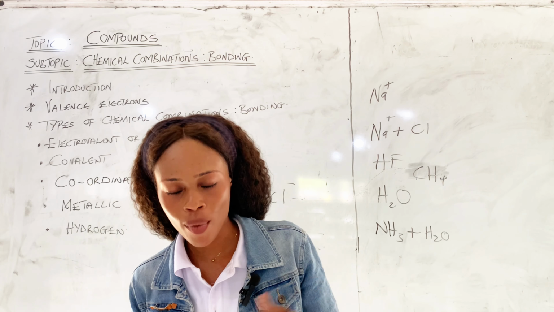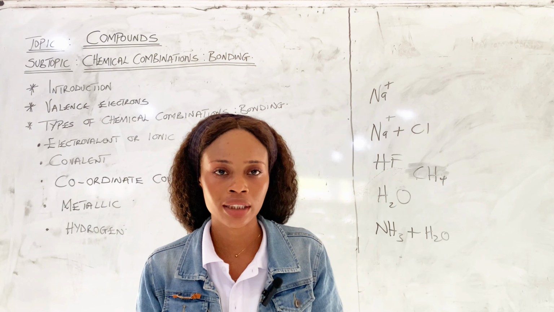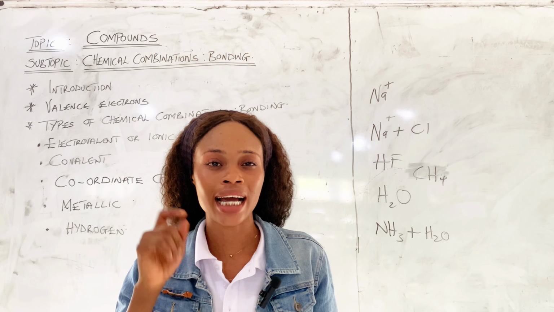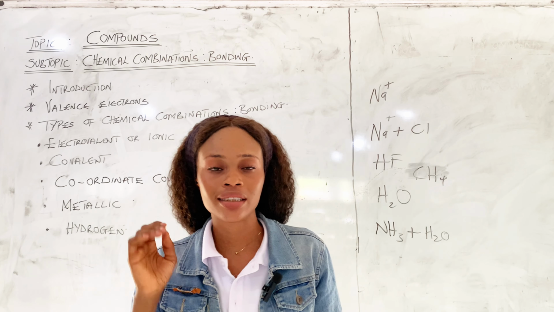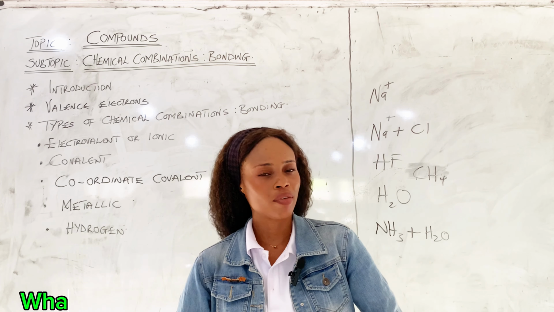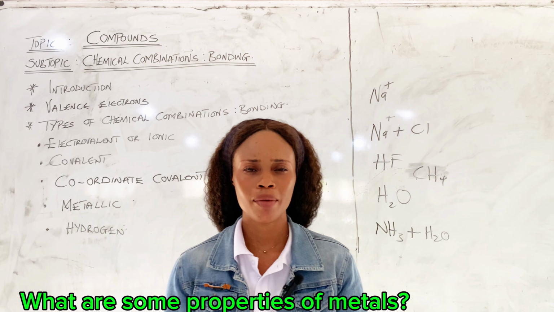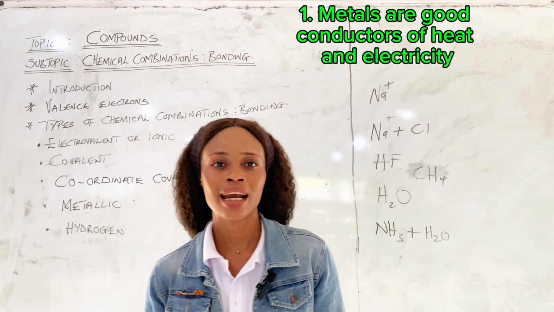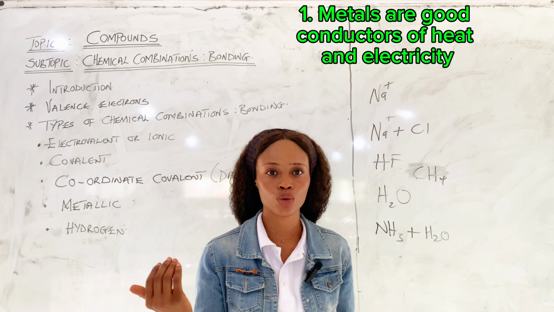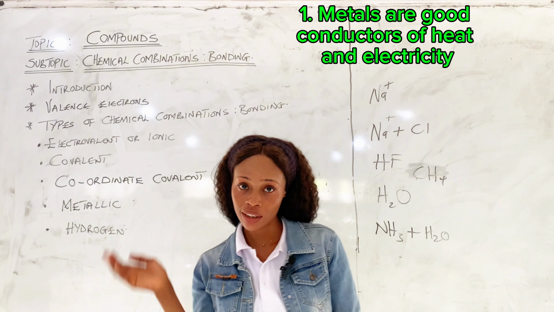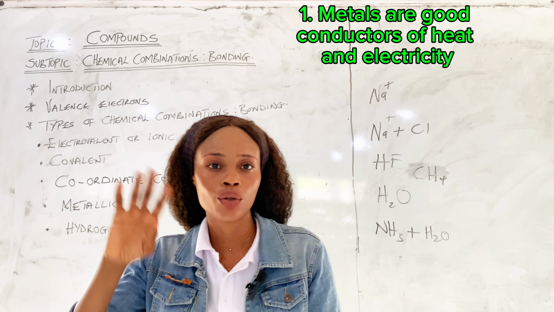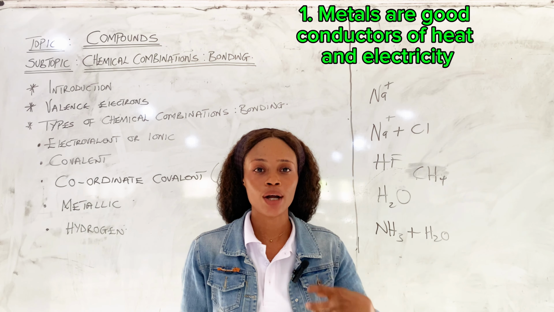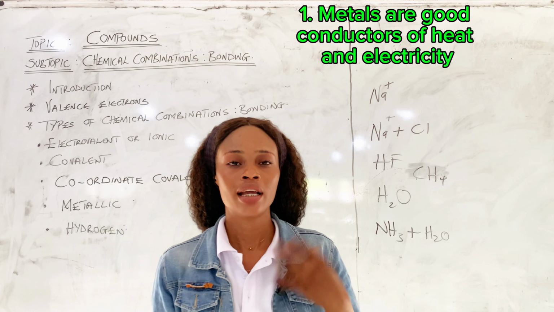And there's no way we can talk about metallic bonding without discussing the properties of a metal. Why? Because it is metallic bonding that gives metals their characteristic properties. So what are some of these properties of metals? Number one, we know that metals are good conductors of heat and electricity. What does that mean? They allow heat and electricity to pass through them. We also have insulators, but insulators don't allow electricity or heat to pass through them. But for now, we know that metals are good conductors of heat and electricity.